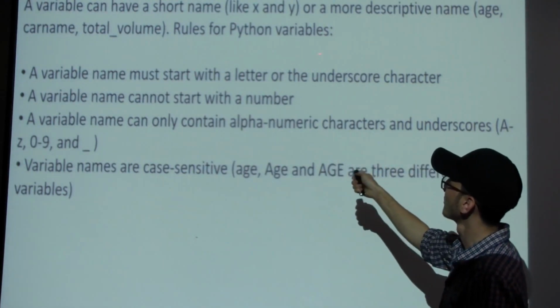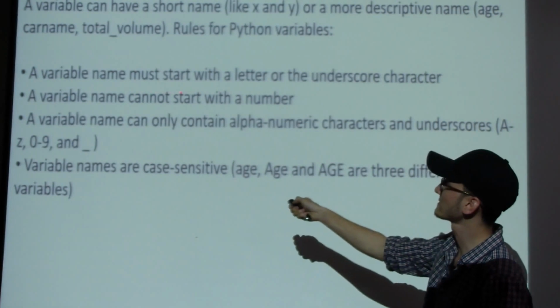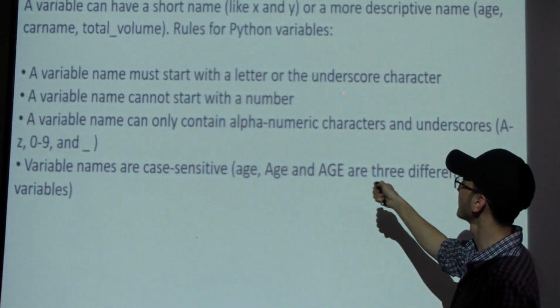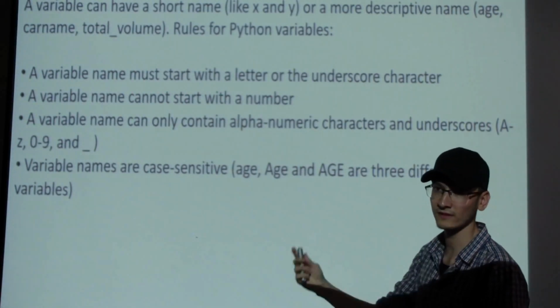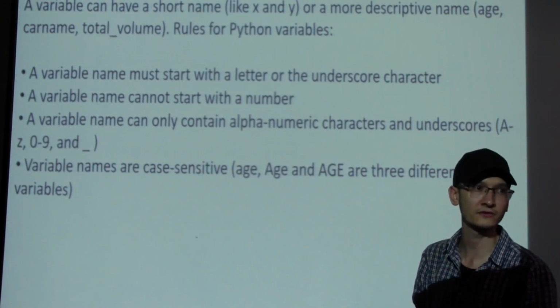Rules for Python variables. A variable name must start with a letter or the underscore character.